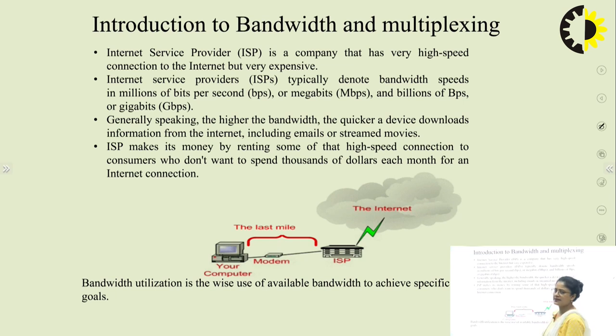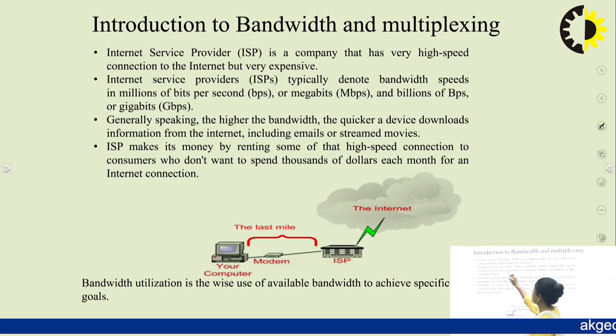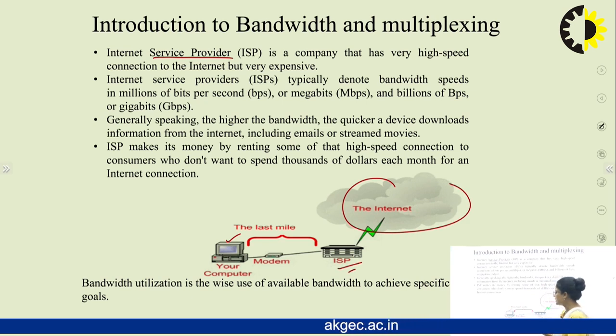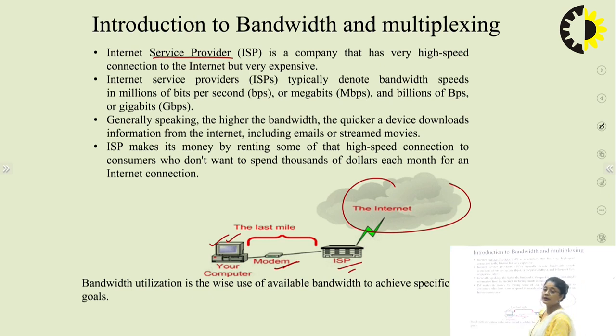So let us take some more examples. We all know that we access the internet through an ISP, which is called an internet service provider. Basically, they are meant for helping end customers connect to the internet, right? We as users connect to the ISP through our modems, and it is desirable that the ISP provides large bandwidth so that the speed of accessing the internet becomes faster. So this is another example where the concept of bandwidth can be taken.